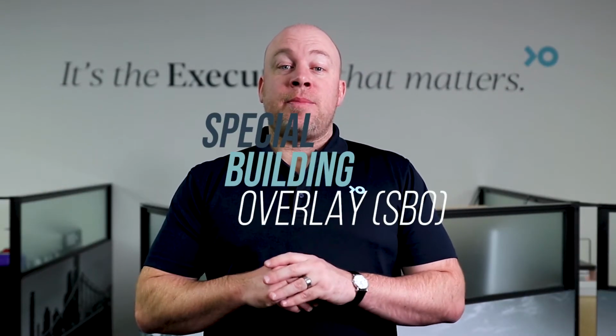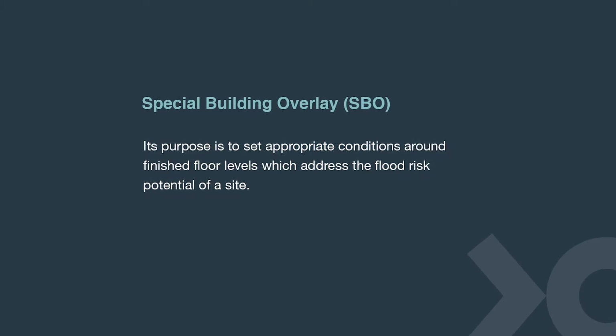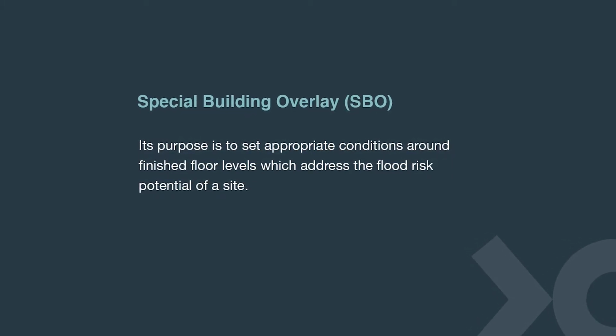Next, let's look at the special building overlay. This overlay relates to areas prone to overland flooding. Its purpose is to set appropriate conditions around finished floor levels which address the flood risk of a potential site. The key, as a townhouse builder or developer, is to be aware of the overlay ahead of time and expect costs related to complying with the conditions set out, to be factored inside your feasibility.